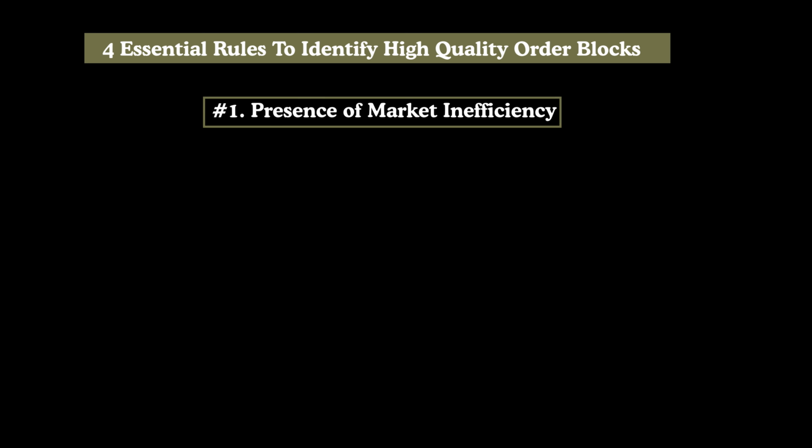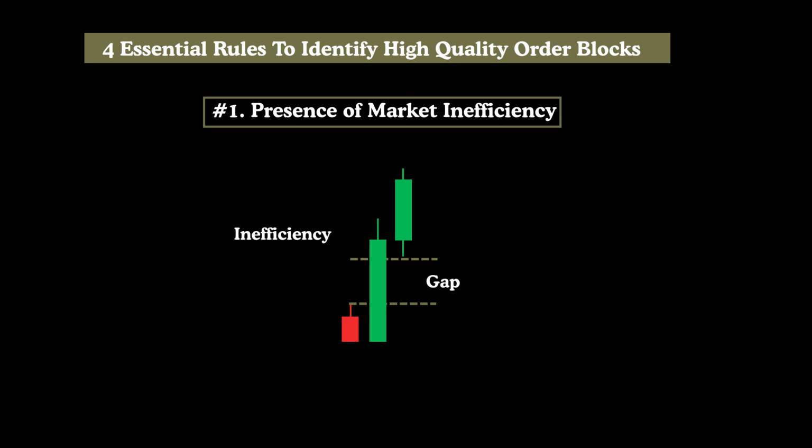A high-quality order block must leave behind a clear inefficiency, an imbalance between buying and selling activity. Inefficiency typically appears as a gap between candles, indicating a rapid price move where the market failed to fully trade both sides, buyers and sellers.